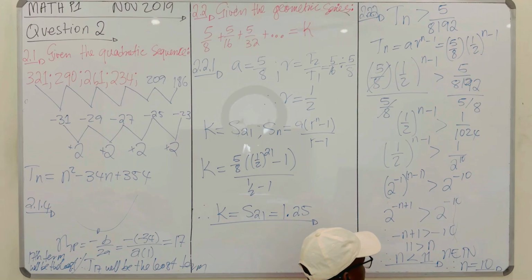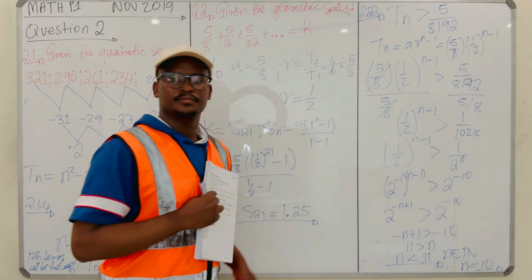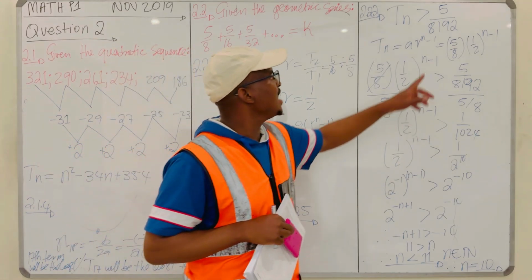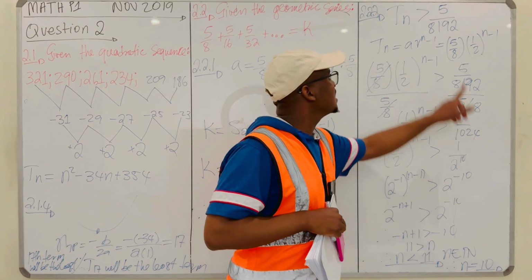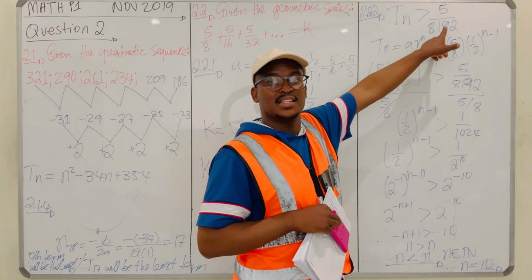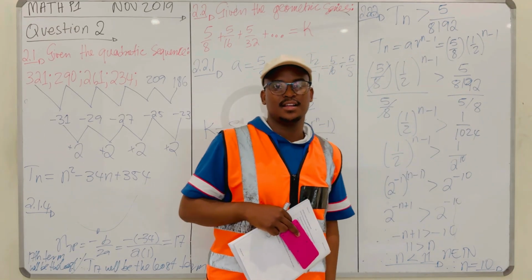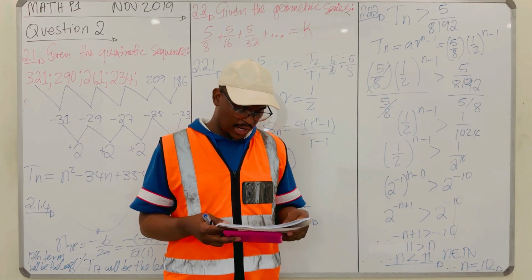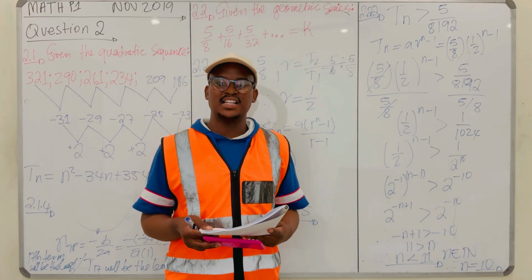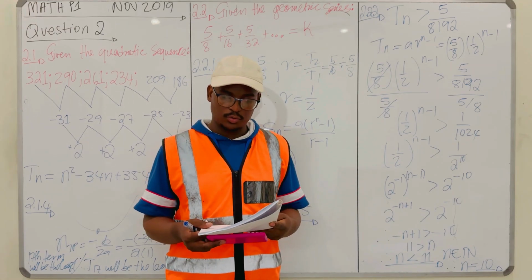So 10 would be the largest value such that your Tn is greater than that. So 10 is the largest value where you are going to get this condition. After that, it will be less than. That's how question 2 looked. And I hope it does make sense to you as it does to me. So thank you for watching. I'm going to do question 3 now.